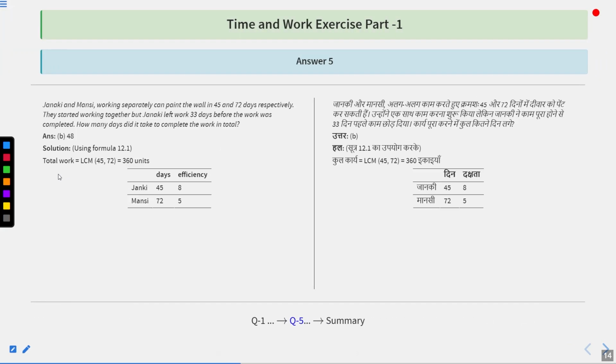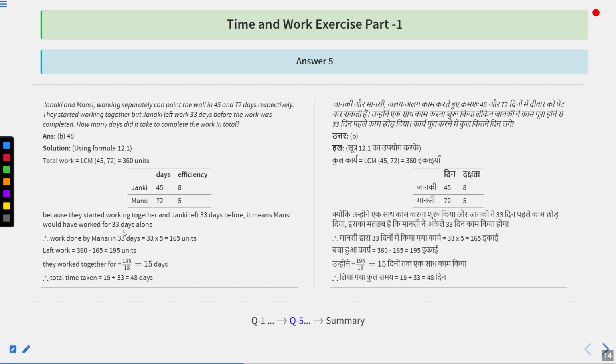So, total work can be assumed as the LCM of 45 and 72, that is 360 units, because Janki was working for 45 days and Mansi was working for 72 days. So their efficiencies are going to be 360 upon 45, that is 8, and 360 upon 72, that is 5. So we have got the efficiency of Janki and Mansi.